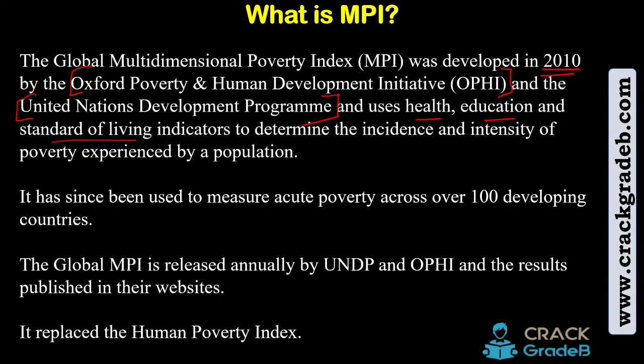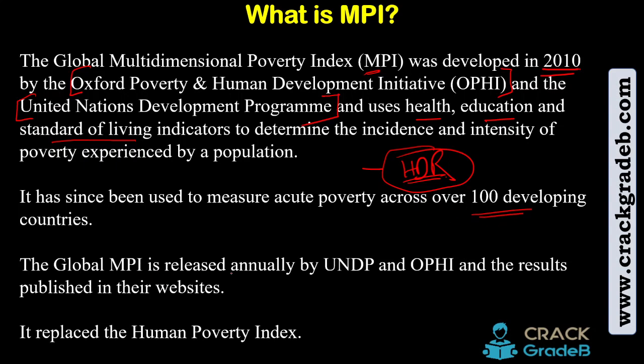This MPI forms part of the HDR report. The latest HDR report was released in December last year. So this MPI report of 2020-21 is a part of the HDR, the Human Development Report. It has since been used to measure acute poverty over 100 developing countries.